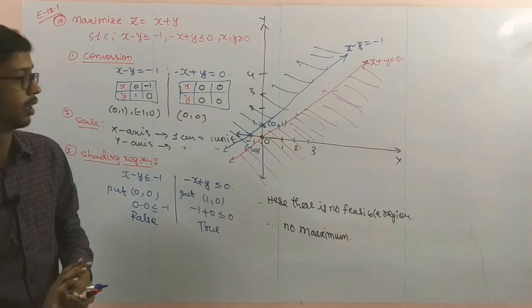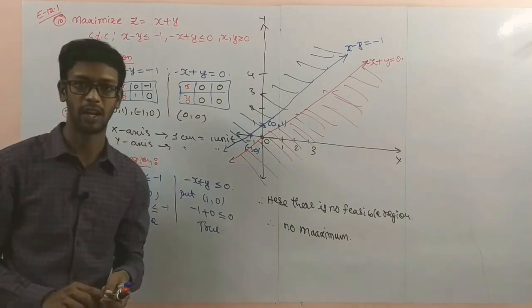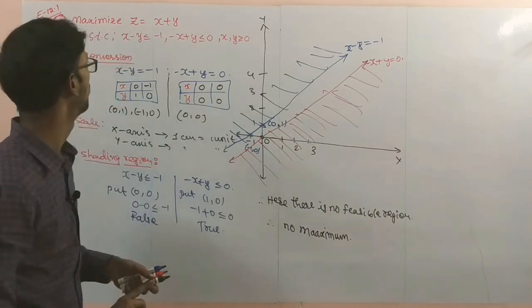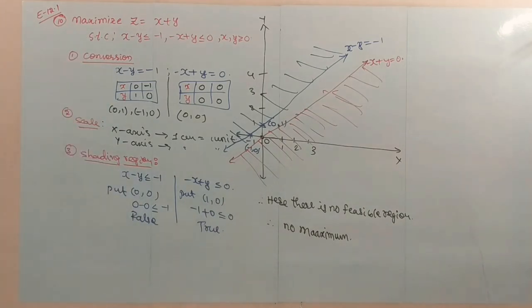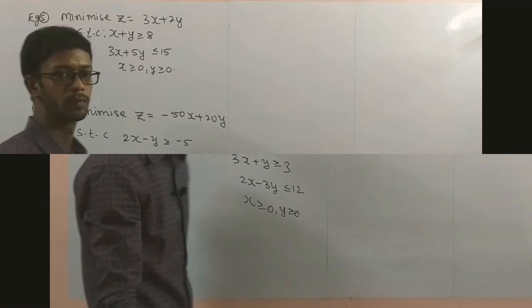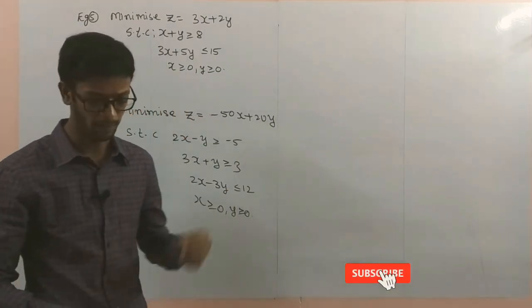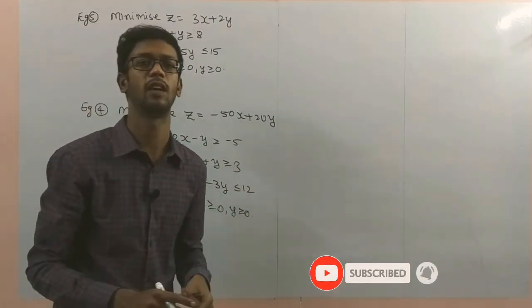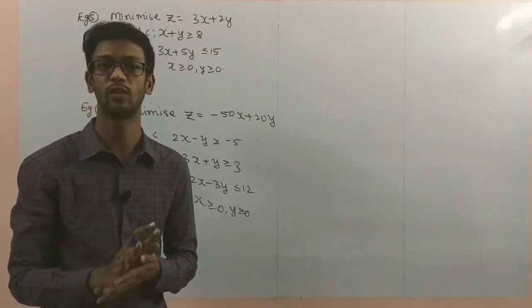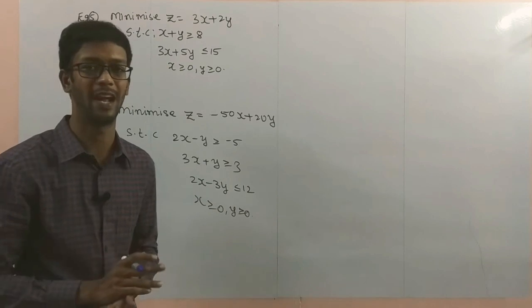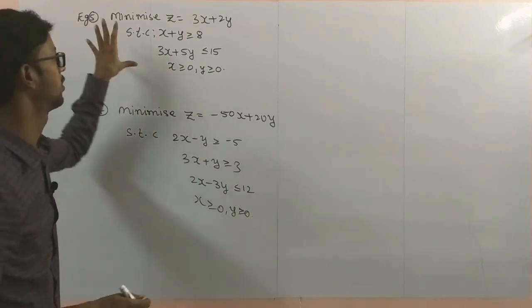So, this is problem number 10 in exercise 12.1. Pause the video to note it. Example 5. Previously we discussed exercise problem number 10. There is no common region, so that's why there is no maximum or minimum value. Similar problem, this one also.